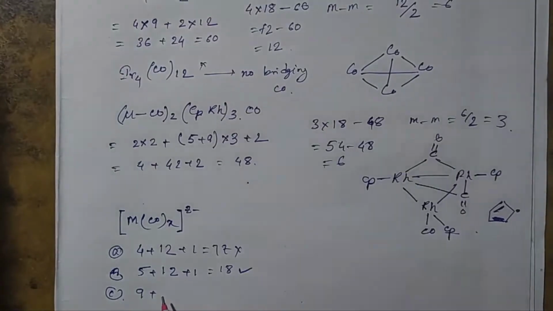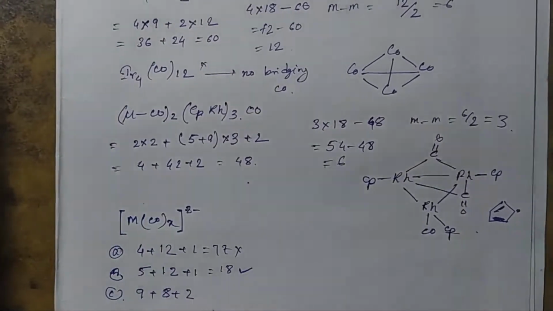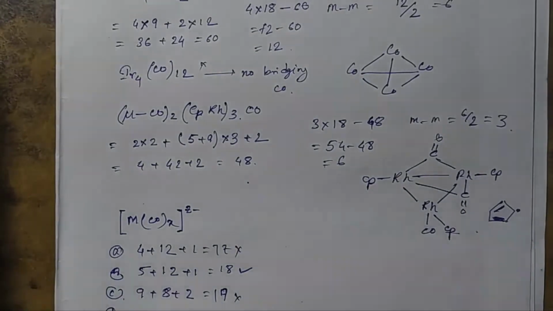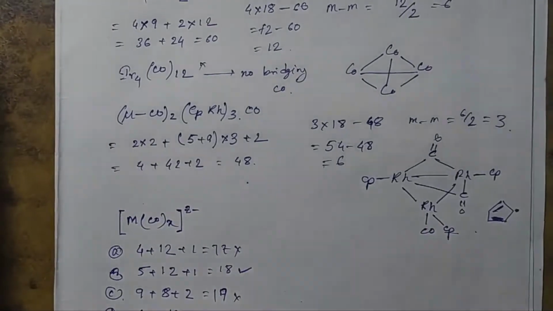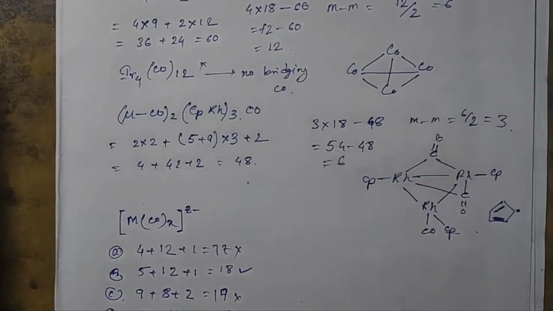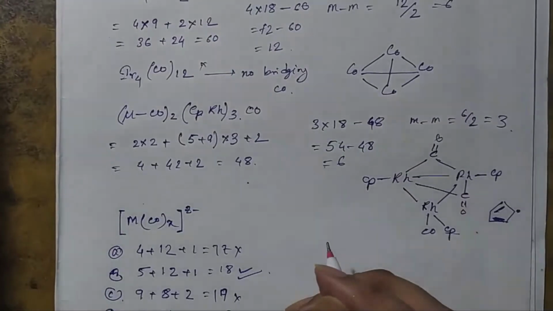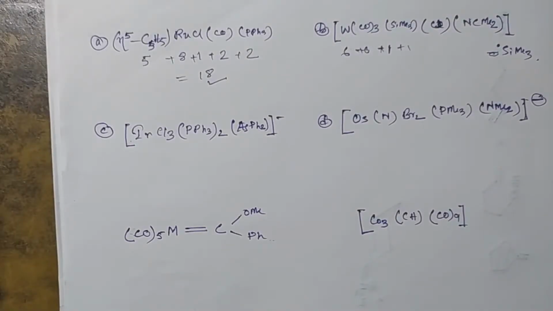The electron count from the metal is 9, from the carbonyls is 8, charge is 2, so we get 19. So this is not correct. The next option: from the metal there is 6, from the carbonyl is 10, from the charge is 1, so we get 17. This is also not correct. So only option B satisfies the 18 electron rule. That is the answer. I have written down the complexes which have so far come in CSIR NET exams one by one. I have chosen those complexes for which counting the total electron count is difficult or somewhat tricky. So let's start from the first example.